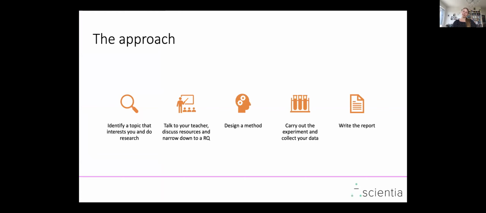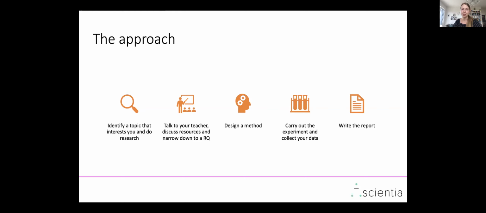Then, in terms of the approach, firstly, you need to identify, this is just like a general timeline for you. It's very crude, but it might give you a step-by-step understanding of how to continue. So first of all, try to identify a topic that interests you, or if you're not that interested in any of them, one that you wouldn't mind spending more time on or learning more about.